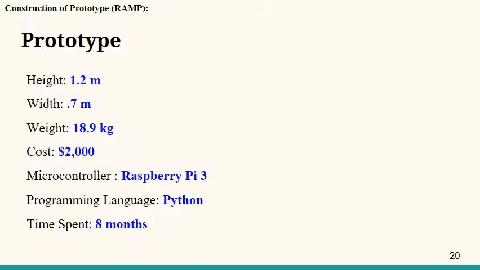The specification for our prototype is: the height is 0.2 meter and the width is 0.7 meter, the weight is around 19 kilograms, and it costs $2,000. The brain of the robot is a Raspberry Pi, the programming language we use is Python, and we worked on this prototype for roughly 8 months.